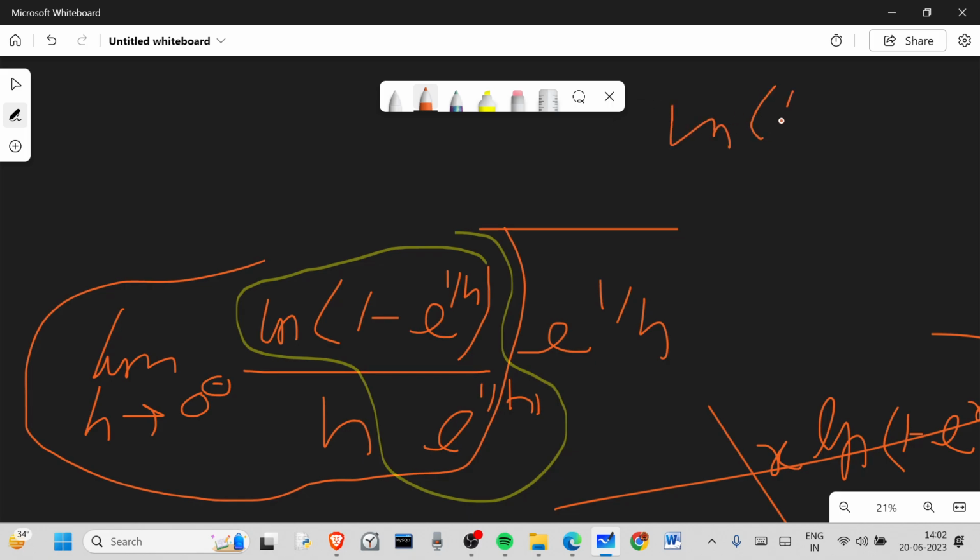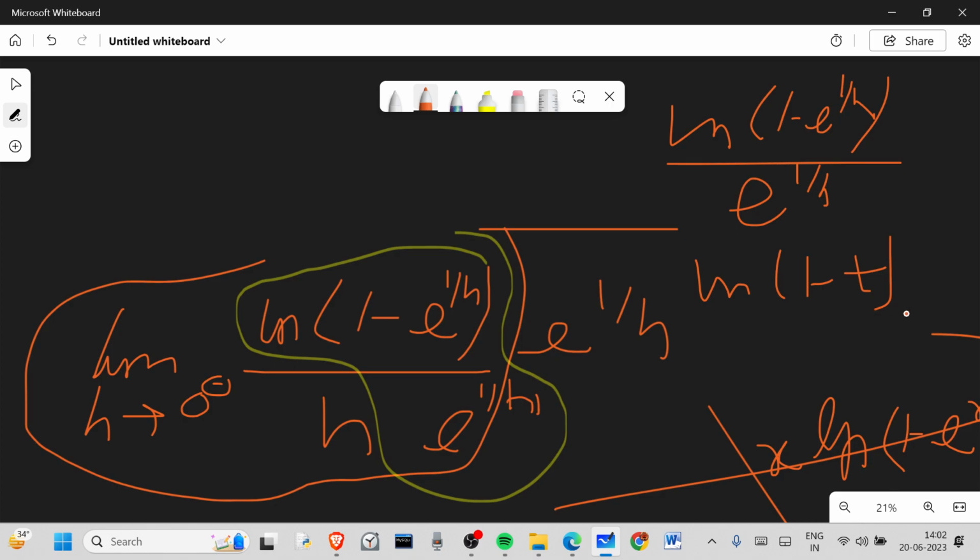What I'm trying to say is ln(1 minus e to the power 1 by h) by e to the power 1 by h as h tends to 0 negative. So 1 by h tends to minus infinity, so e to the power 1 by h tends to 0. If I replace e to the power 1 by h by another number t, then ln(1 minus t) by t as t tends to 0, and this limit is, by applying series, not 0, it's minus 1. I think I was saying it wrong, this is minus 1. So this whole limit becomes minus 1.